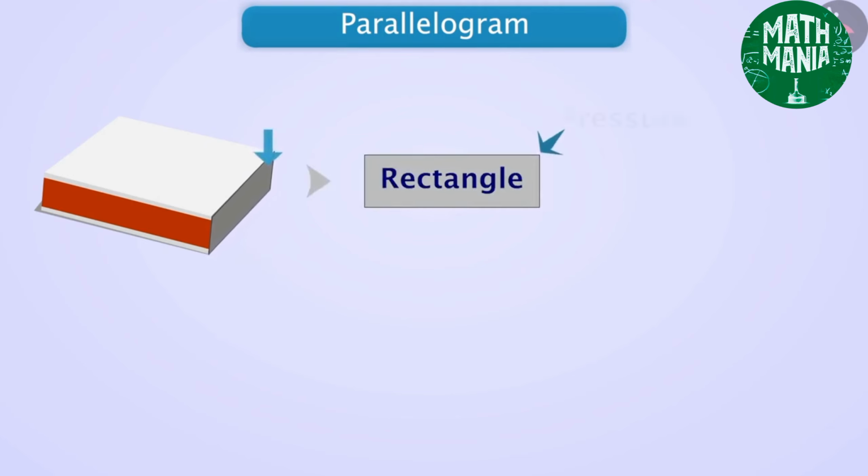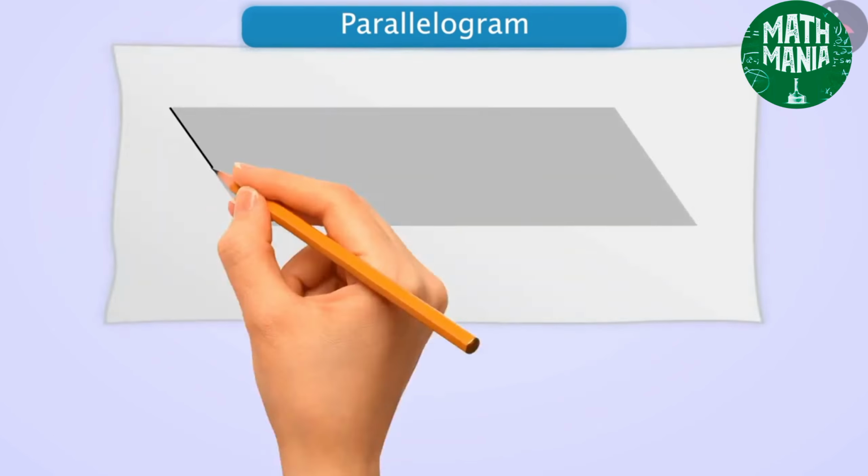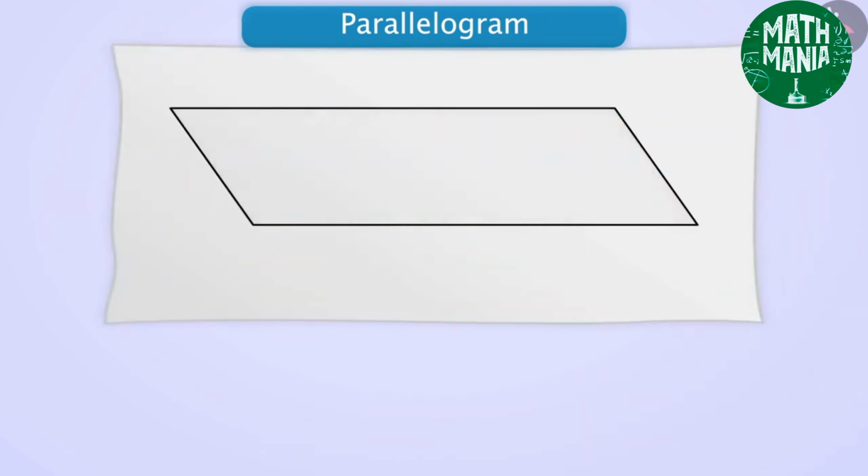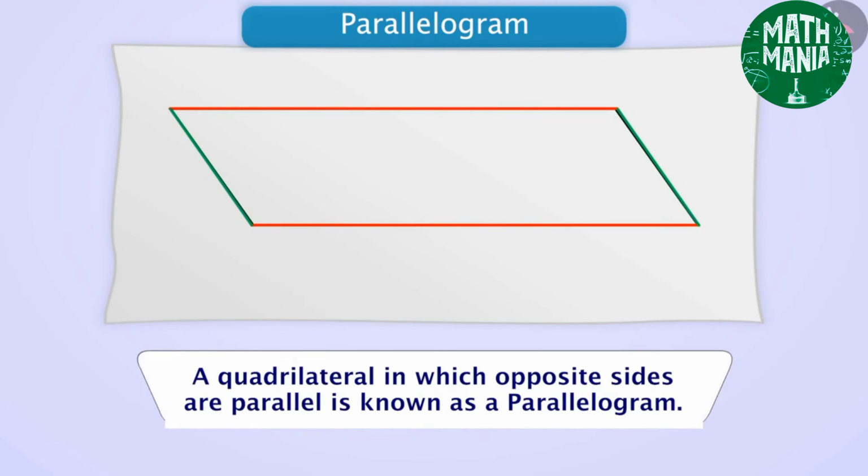Now apply pressure on one of its sides so that opposite sides seem to be appearing closer. Due to this, the shape of the open side changes. Let's draw its outline on paper. Here the measure of the angles will not remain at 90 degree, instead it would have changed. But even then, the opposite sides will be parallel. Such a quadrilateral in which the opposite sides are parallel is known as a parallelogram.